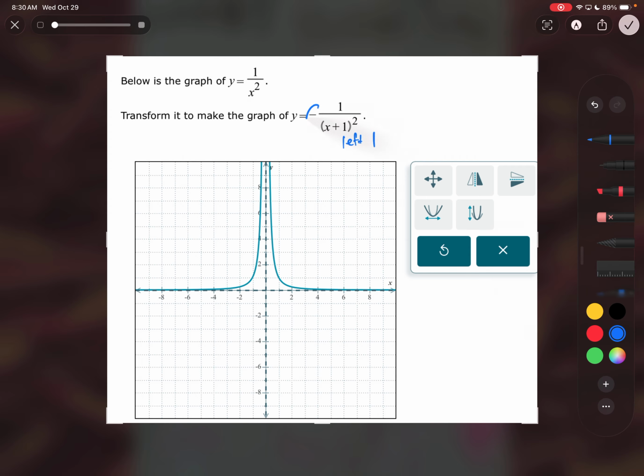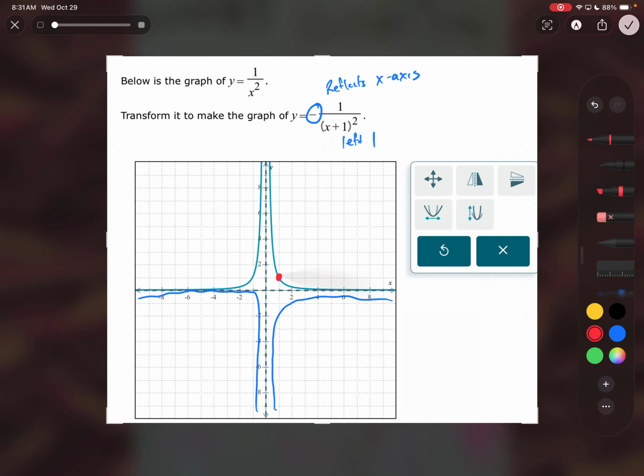And then you have the negative out in front. Remember, a negative out in front does something up and down. Flips it, well, we'll put the correct math words here on this one. Reflects up and down, so that'd be across the x-axis, okay? So the first thing I do is reflect it up and down to where it looks like this. And then I'm going to move it to the left 1.